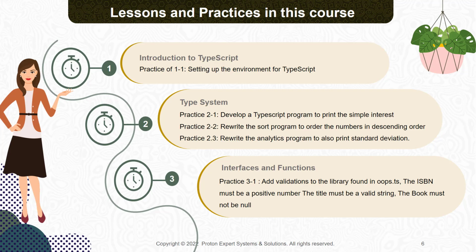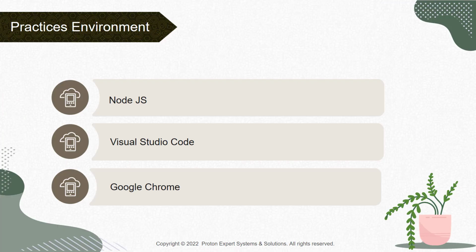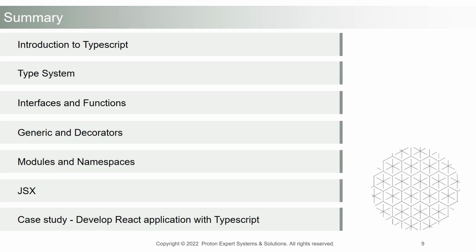Then we learn about interface and functions, there is one practice lesson. Then about generic and decorators, where we have 2 practice lessons. Then we learn about modules and namespaces, JSX and case study. Here you will have one practice for each of the lessons. The practice environment you need to have is Node.js, Visual Studio Code, and also we would need Google Chrome.